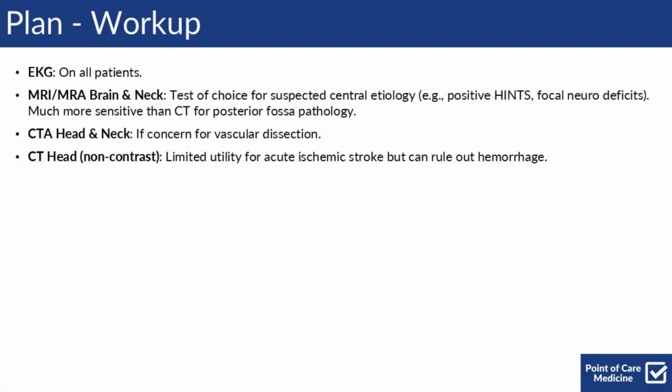Your initial orders should reflect your primary concerns. An EKG should be performed on all patients. For imaging, an MRI/MRA of the brain and neck is the test of choice for a suspected central cause. It's much more sensitive than a CT scan for posterior fossa pathology. A CTA of the head and neck is useful if you're concerned about a vascular dissection. A non-contrast head CT has limited utility for acute ischemic stroke, but can effectively rule out a hemorrhage.